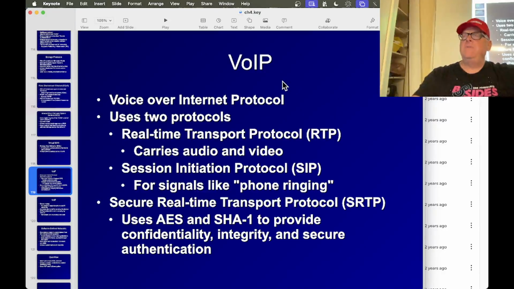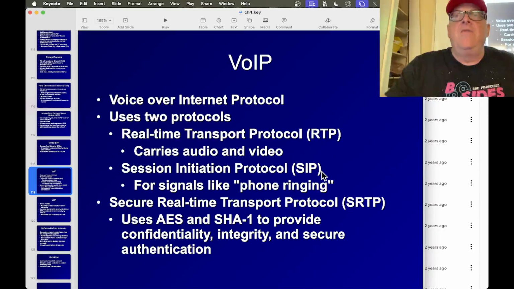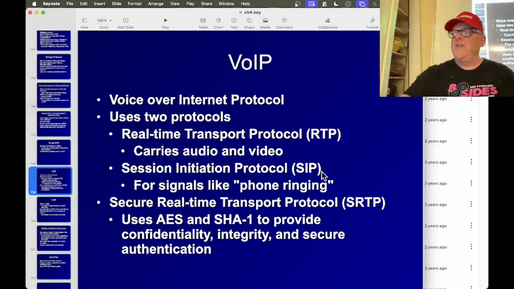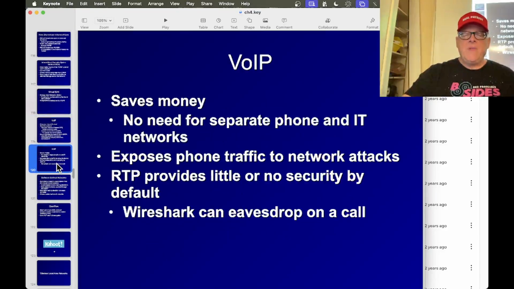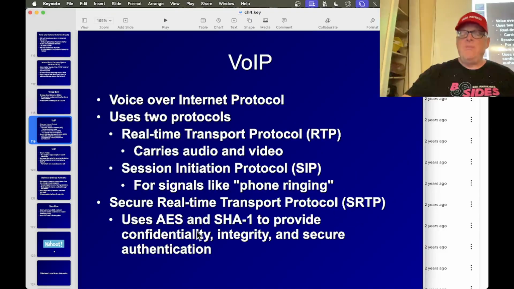Voice over IP is big. Of course, almost all telephone calls go this way now, so the audio and video are carried by real-time transport protocol, but the session initiation protocol handles the signaling, like ringing the phone, dialing, things like that, phone answered. And there's a secure real-time transport protocol that uses encryption and hashing to provide security, which is lacking for the main one. Although in practice, a lot of people turn off the encryption to get higher quality, and that means you can eavesdrop on them.